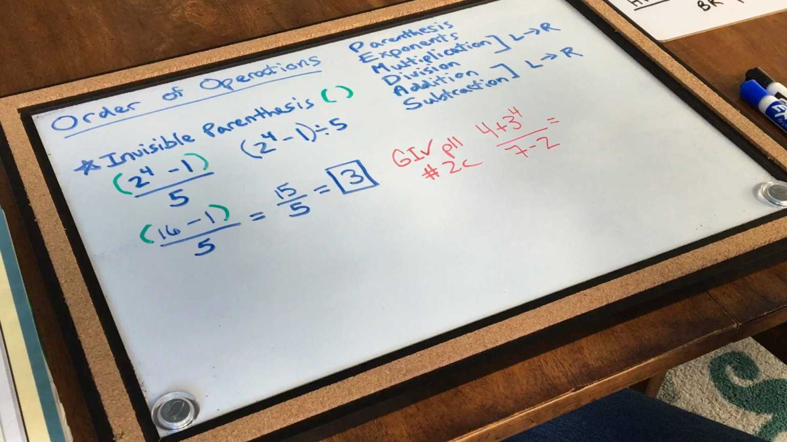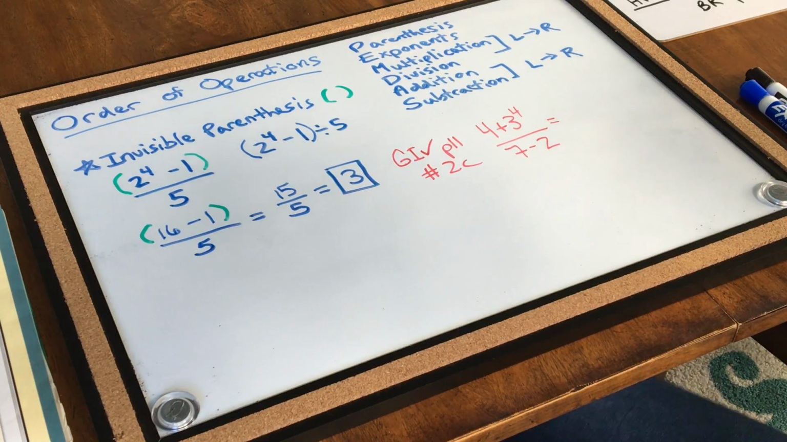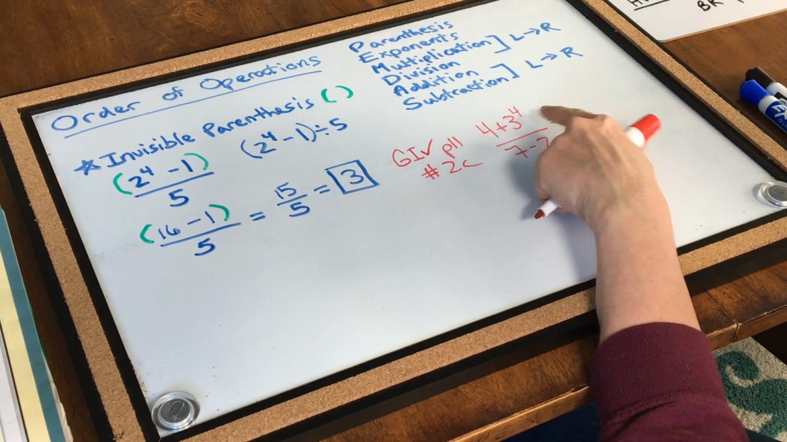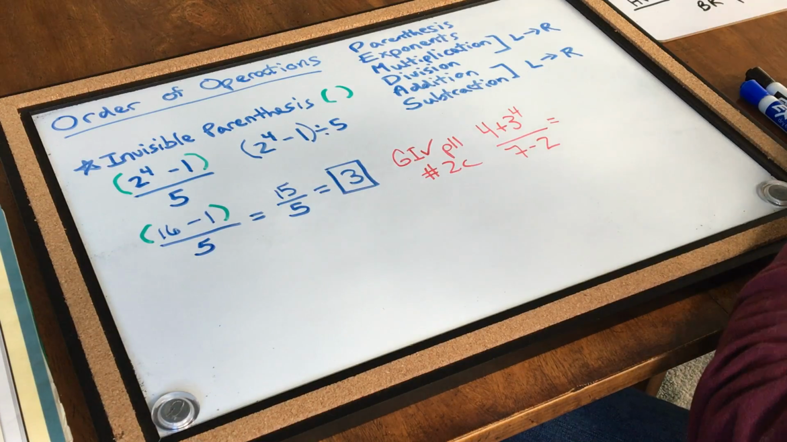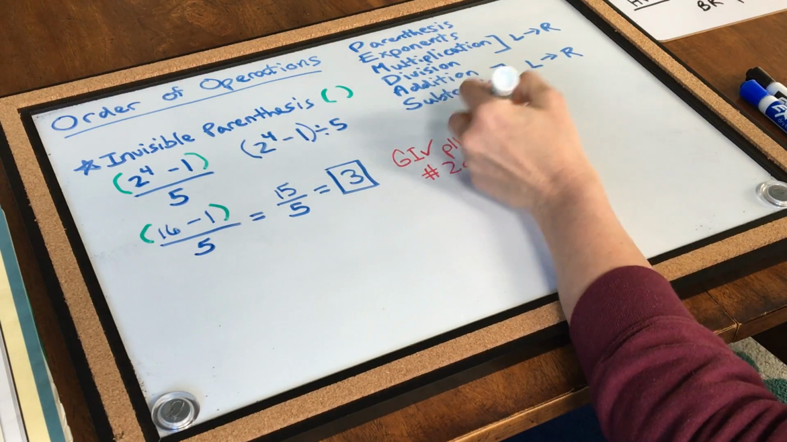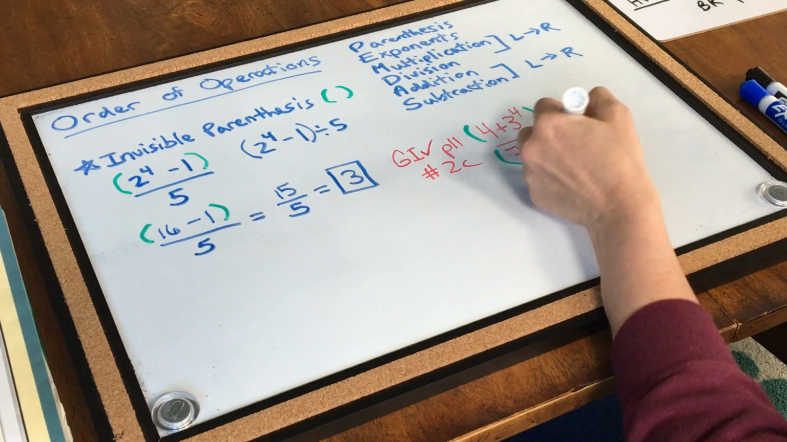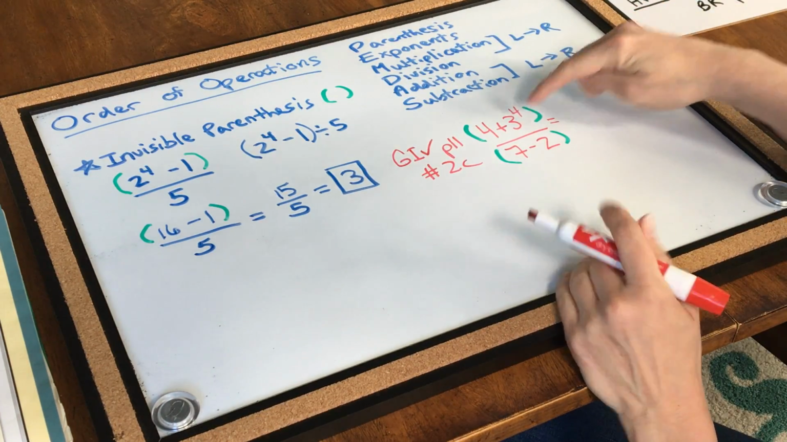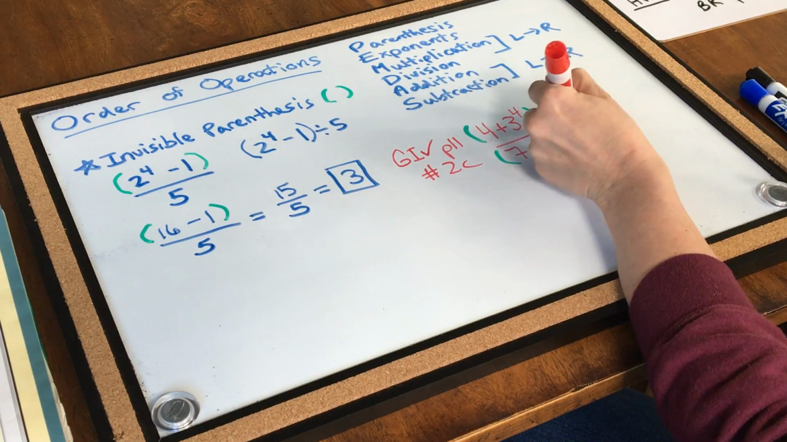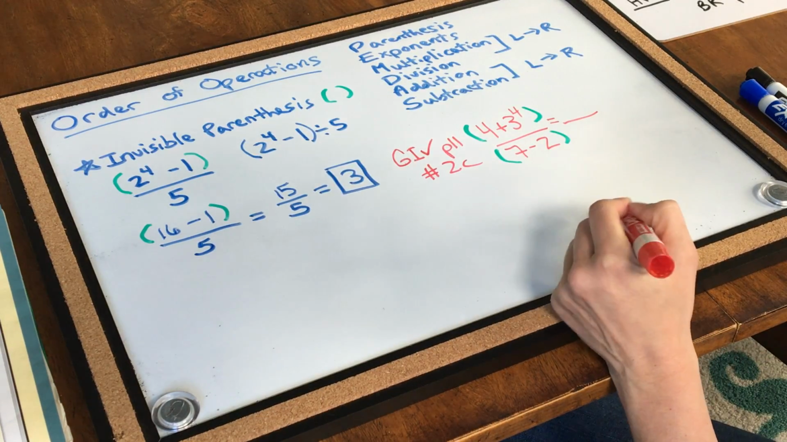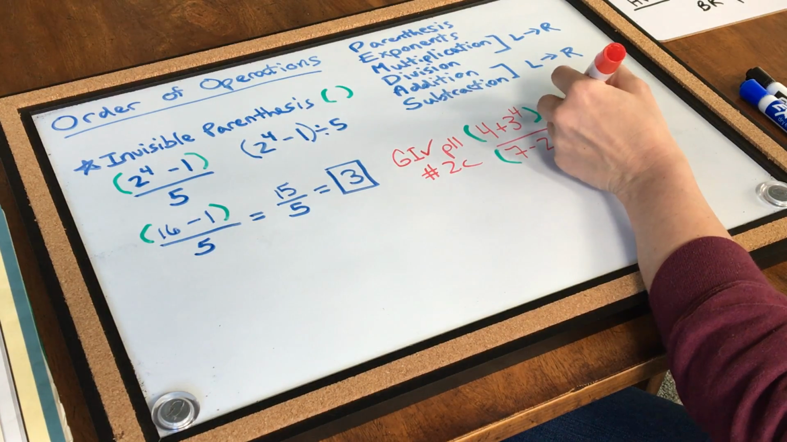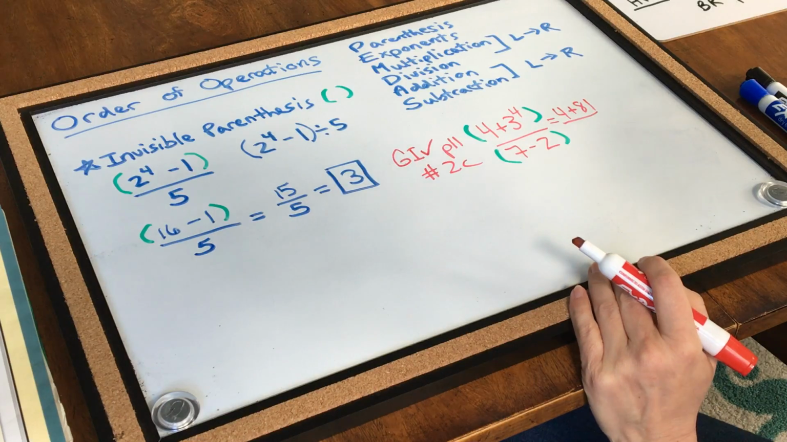All right, let's give this a try. So as I look at this problem, I have to do my invisible parentheses here. So I need to put an invisible parentheses here, and I need to put an invisible parentheses here. So if I do my top first, 3 to the 4th power, that would be 3 times 3 times 3 times 3. That would be 81. So this is 4 plus 81.